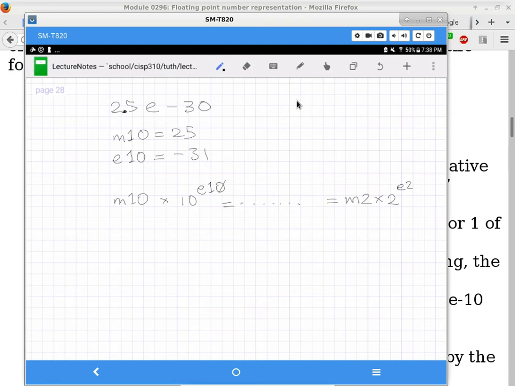Well, we have to do it step by step. There's no magical way to do it all in one shot. Remember, we want to only use integer math. We don't want to use log. We don't want to use power. We don't want to use anything that requires double or floating point. Is that okay? All right.